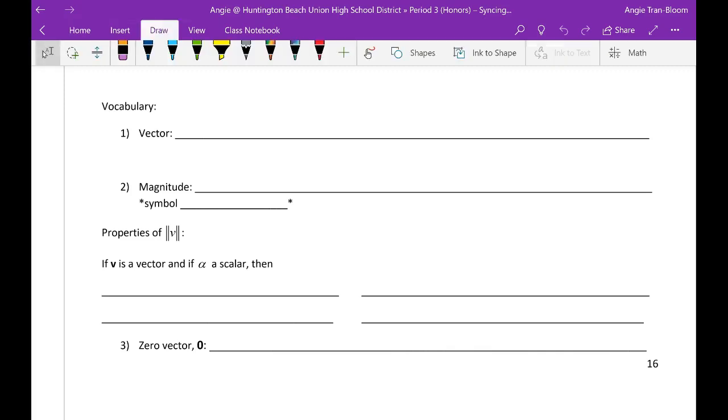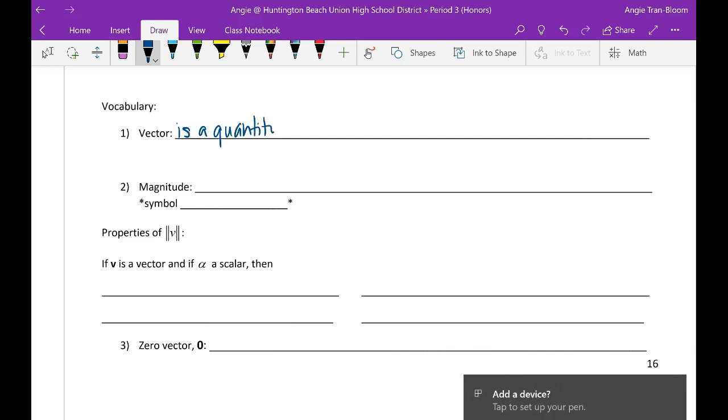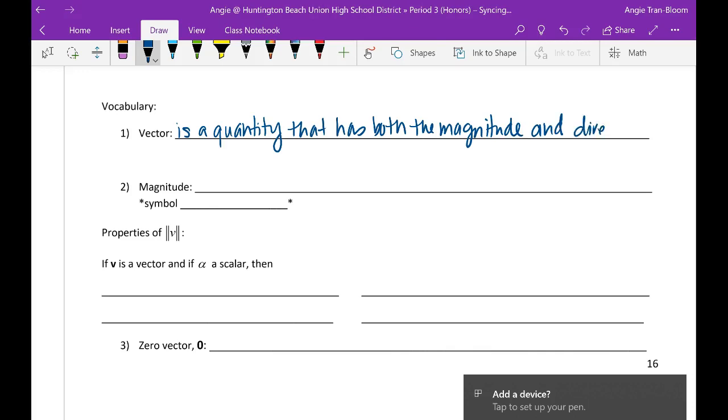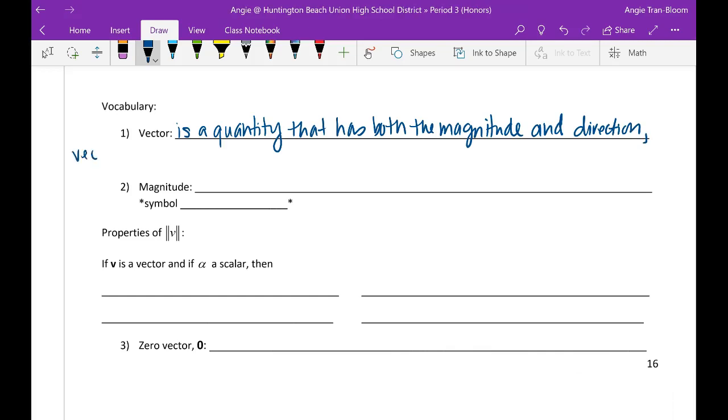So let me find my pen. Vector is a quantity that has both the magnitude and direction. Okay. Vector v. So most of the time we use vector v.